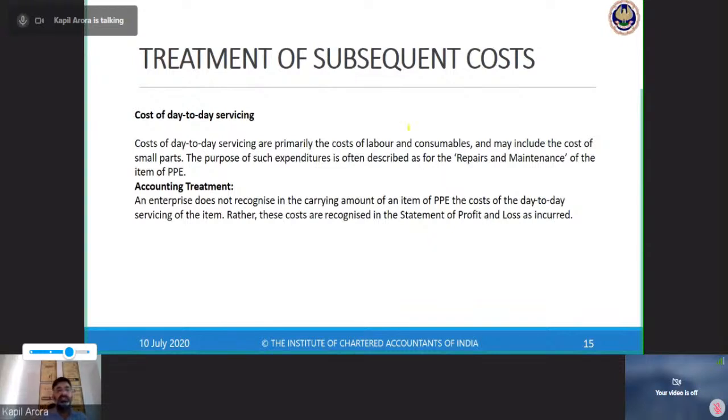So the treatment of subsequent cost, which we have already discussed. Cost of day-to-day servicing and day-to-day maintenance are going to be considered as repair and maintenance. And we are not going to record them under property, plant and equipment. They will be charged to the profit and loss account as and when we incur it. As and when we incur the amount, it will be charged off to the profit and loss account.